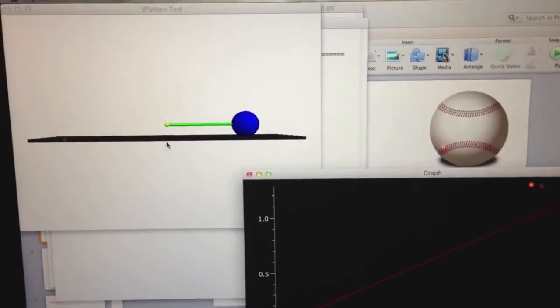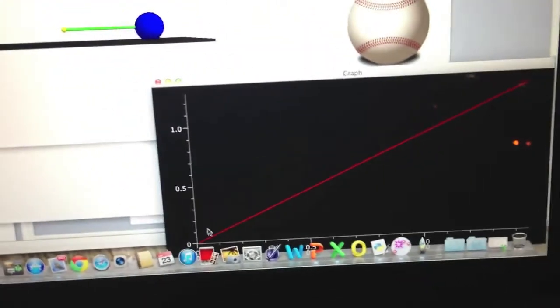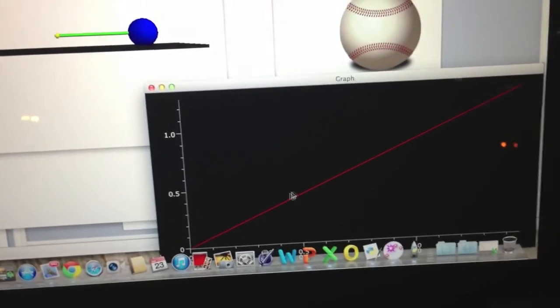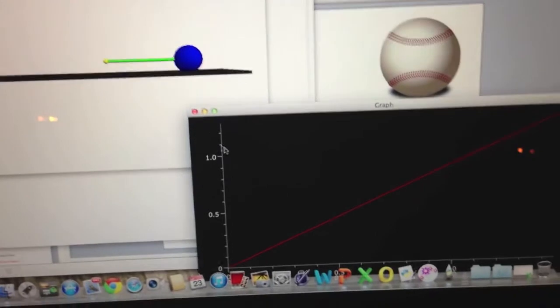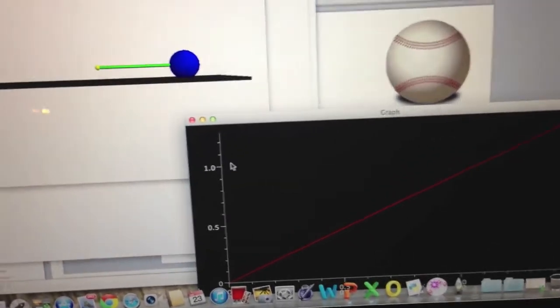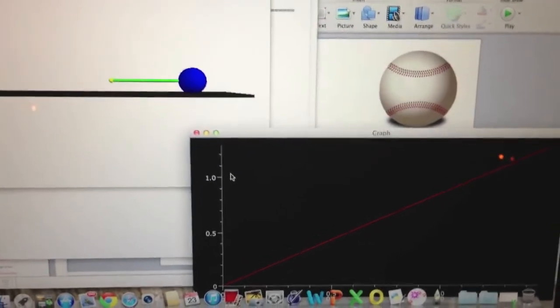alright, we see that the ball moves in the positive X direction, and on the graph right here it has a constant slope, giving it a constant velocity. This is the desired graph for the constant velocity problem for our baseball by entering it into Python.